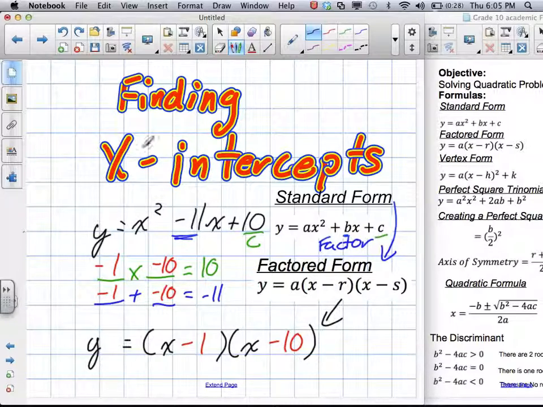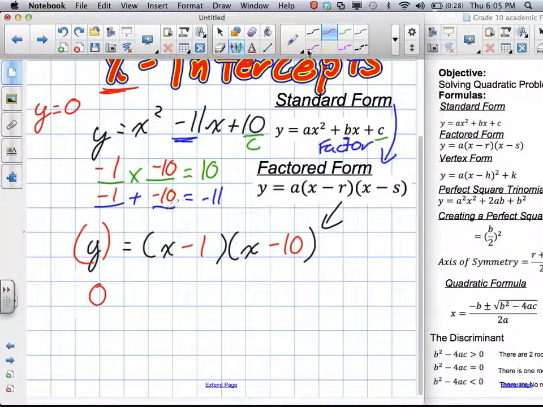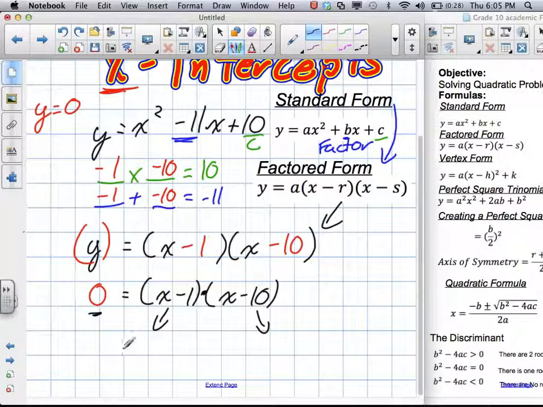But we're not done. Because remember on the other page we said to find a y-intercept we set x equal to 0? Well, to find an x-intercept, we have to set y equal to 0. So I'm going to replace the y in this question with the number 0. So 0 is equal, and we have to be in factored form in order to solve this. Our two brackets. And remember I said it's a bracket times a bracket. So the only way to get a 0 by multiplying is if one of these is 0. So we break this into two parts.